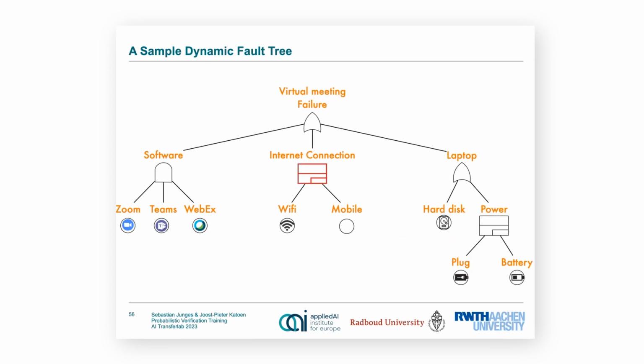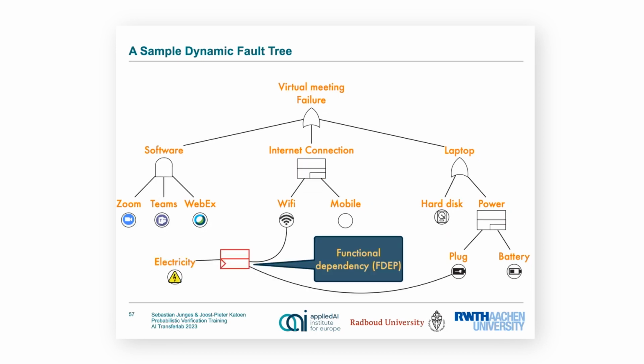Here you see another scenario where you can use such a spare. If the Wi-Fi fails, you can have as a backup, you can use your mobile phone. Yeah. Then you can have things like common cause failures. If your electricity goes down, then this means that your Wi-Fi collapses as well as your plug doesn't work anymore. So here you see that the electricity collapsing is a common cause failure for both components failing.